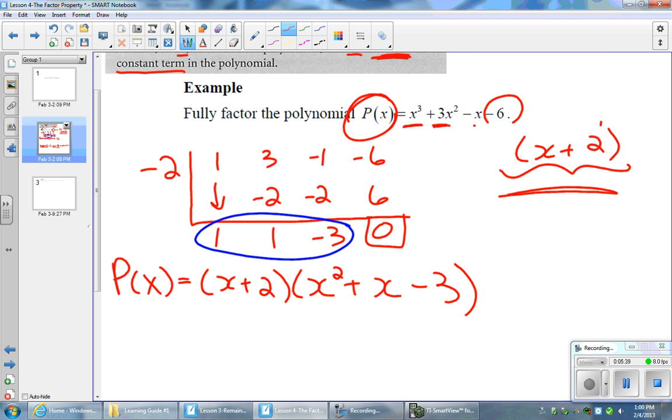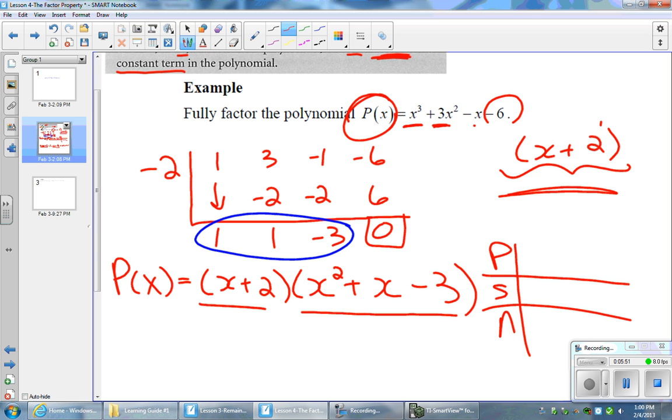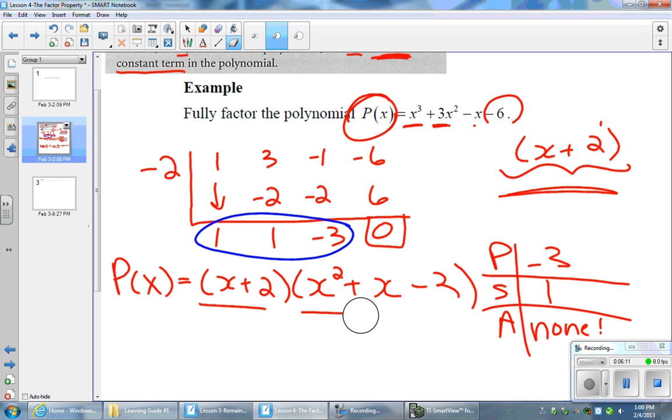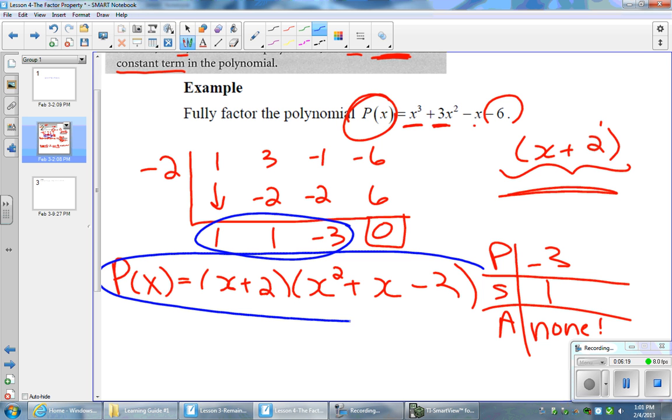So keep checking. We want to completely factor this polynomial. X plus 2, we can't do much with that. But look at this. We have a quadratic, so try to PSA it. So PSA, my product is -3. My sum is +1. So take a look at this, and I don't think there are any numbers with a product of -3 and a sum of 1. So we have no numbers. So what does that mean? Well, that's all you could do with it. That is already in factored form. You can't go any further. So therefore, my factored form is this.